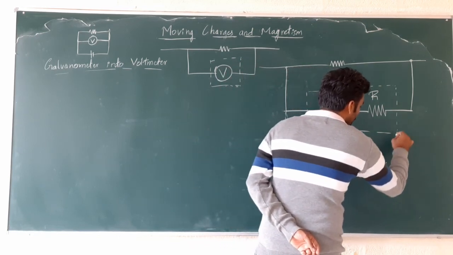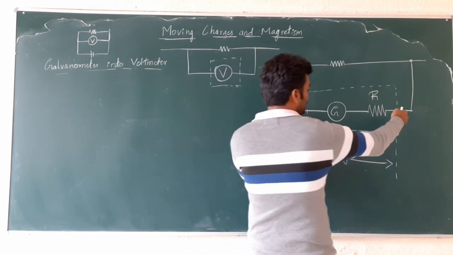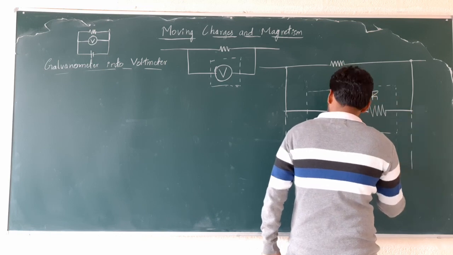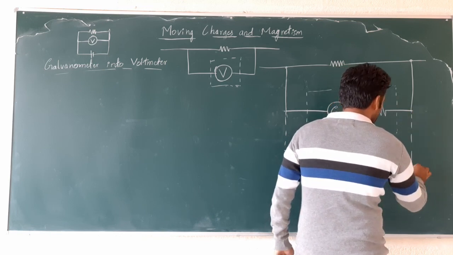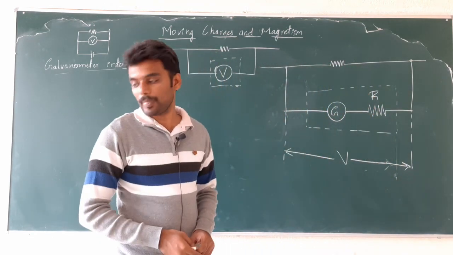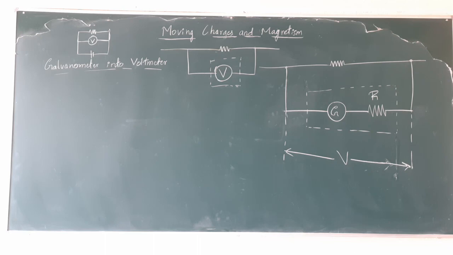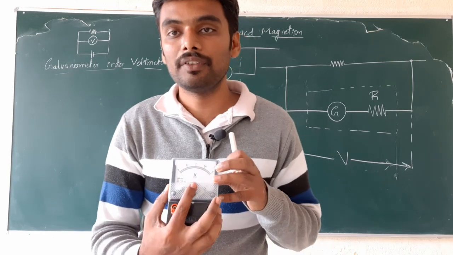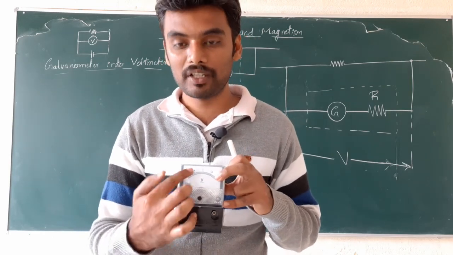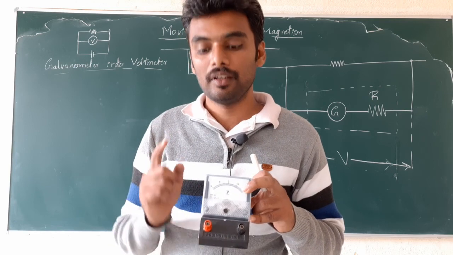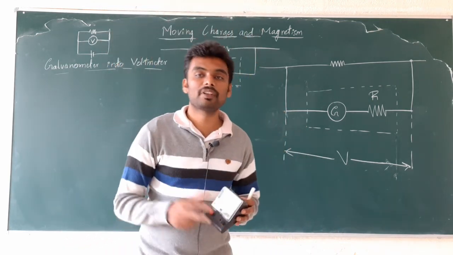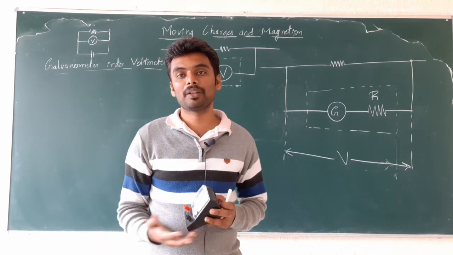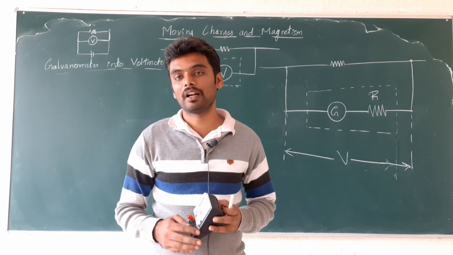Now let V be the total potential difference, or the total voltage, that has to be measured using this voltmeter. For example, let me show you a voltmeter here. Here I have a voltmeter of range 2 volt. V is the symbol, and 2 volt is the maximum voltage that I can measure using this voltmeter. Similarly, we have different voltmeters of different ranges.